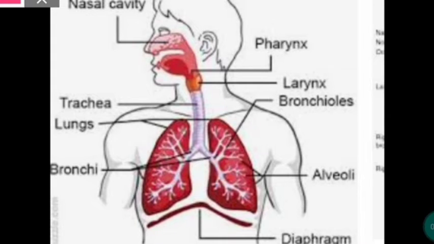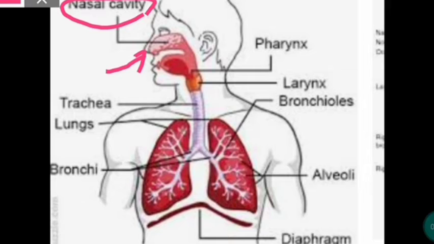Today we are going to discuss the human respiratory system. The human respiratory system consists of a pair of external nostrils, then the internal nostrils that open to a cavity known as the nasal cavity.